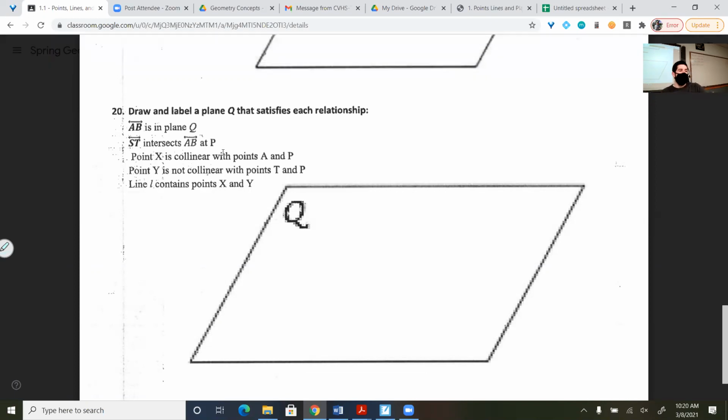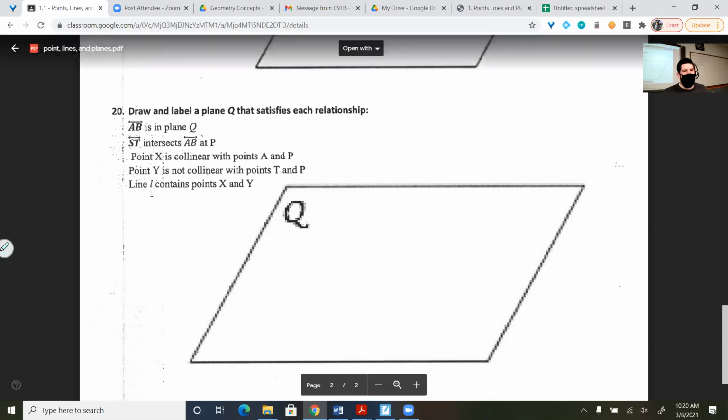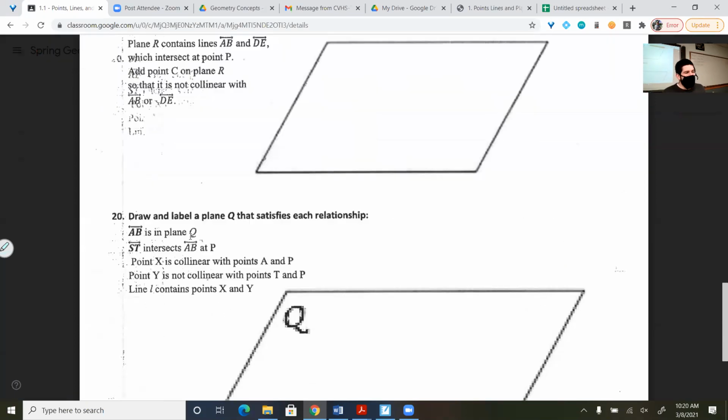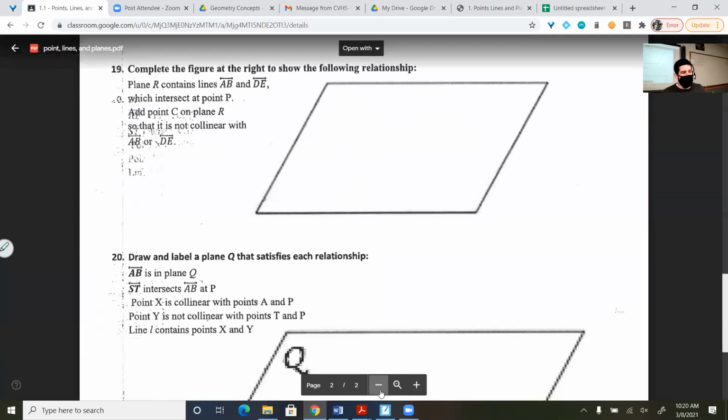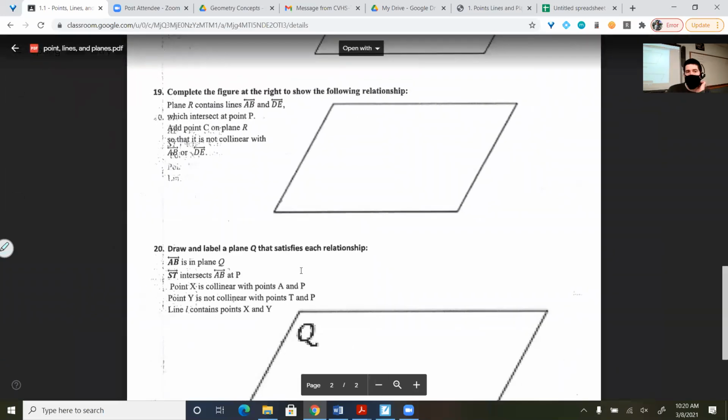So once you find your X and your Y, which you had to put here, you're just going to label that line L. All right, so again, it's like a little puzzle, and you want to make sure that all criteria are met.